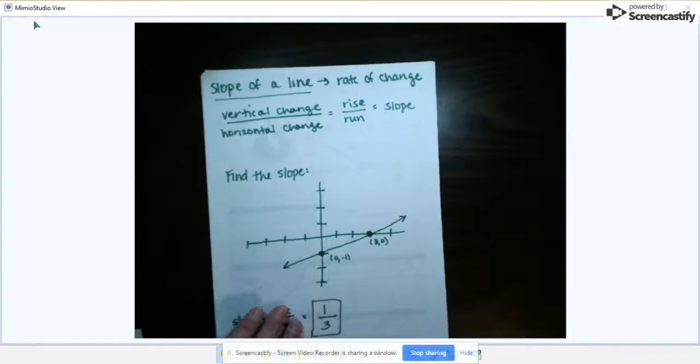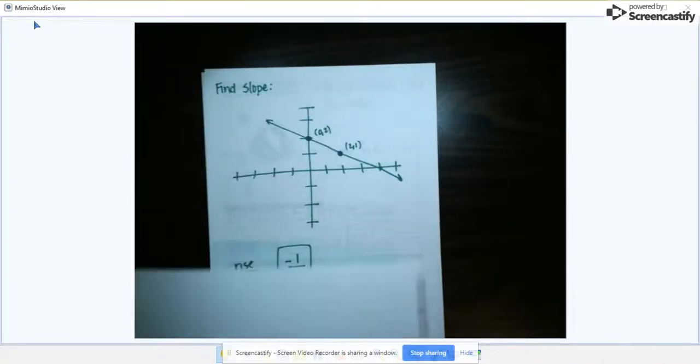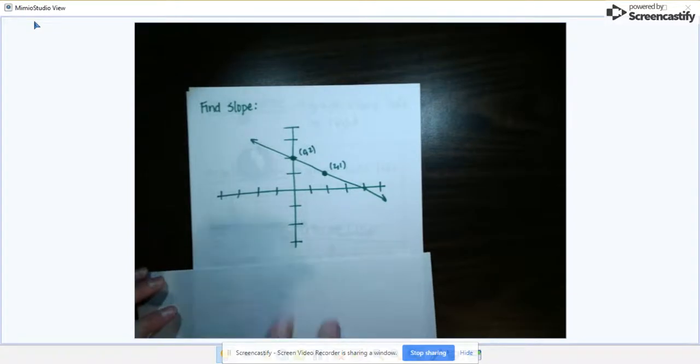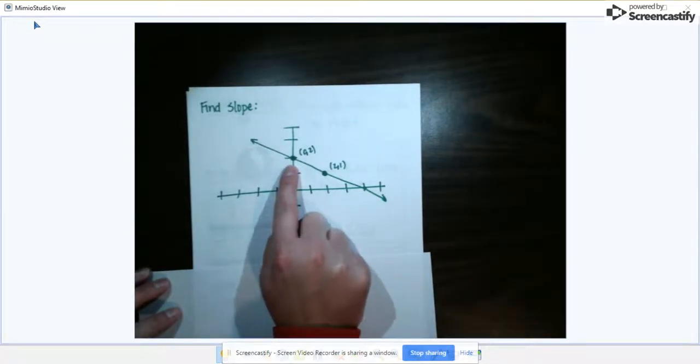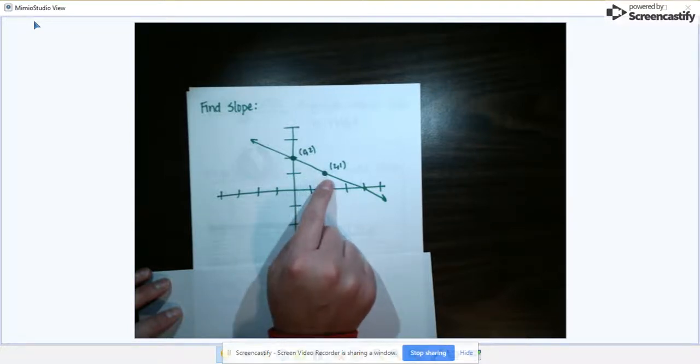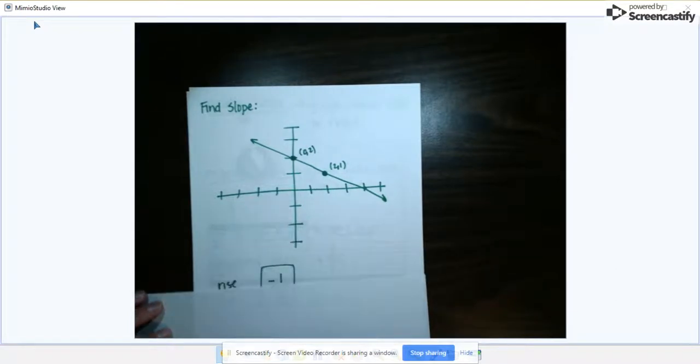Let's look at another example. Here we have 2 points again, and we're going to have to find the slope. So we go rise over run. Well, if we go left to right, I rise down 1, which means that would be a -1. And then I run 1, 2. So I have my slope being -1 over 2. I rose -1 and I ran 2.